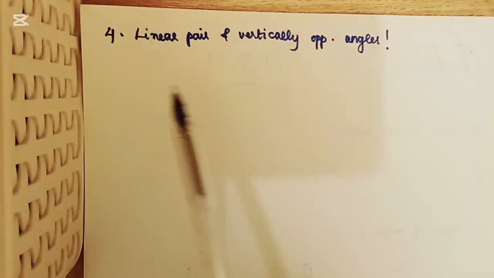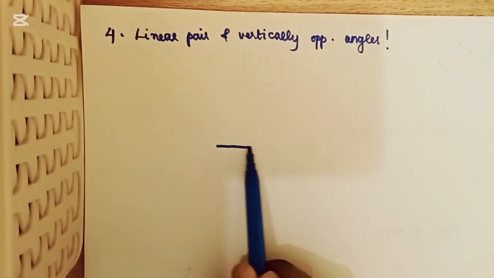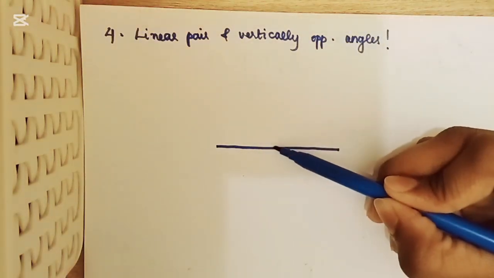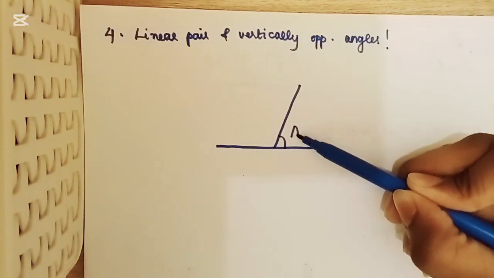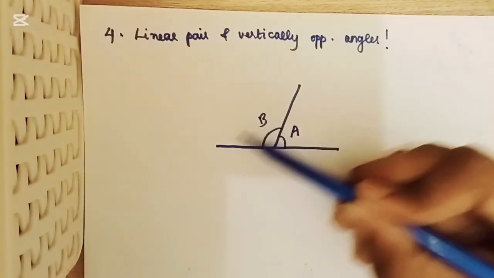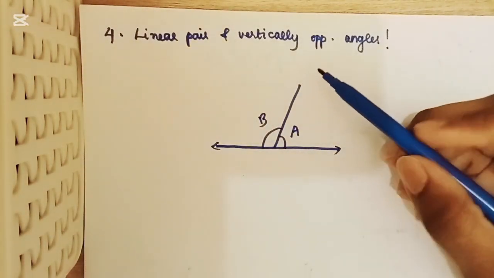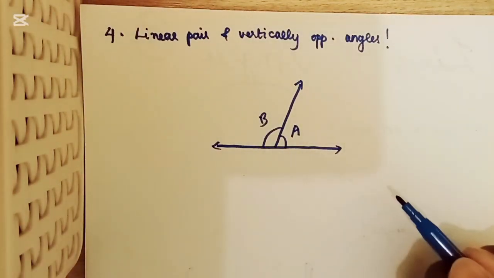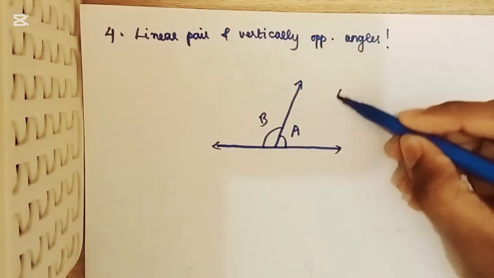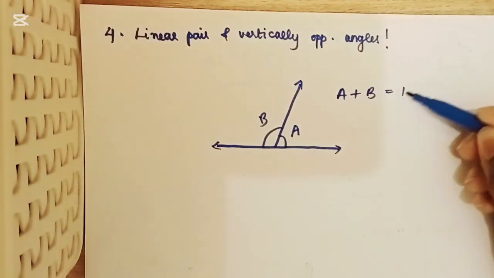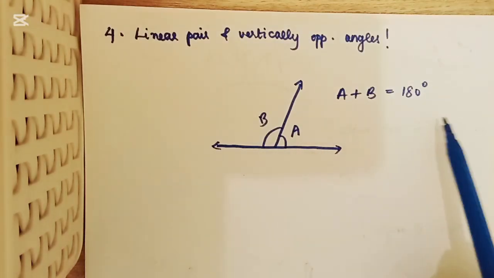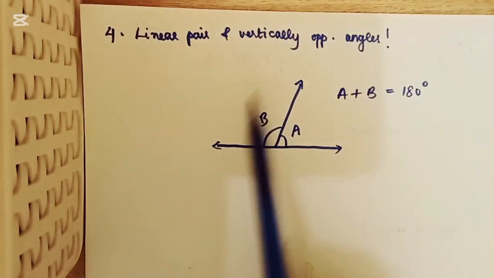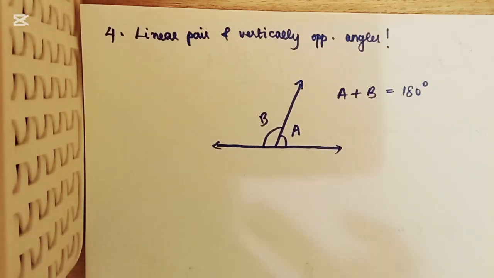The next topic is linear pair and vertically opposite angles. Firstly, let's talk about linear pairs. Suppose there is a line and there are two angles. This is angle A and this is angle B. Two angles on a straight line which form 180 degrees are called a linear pair. So A plus B is equal to 180 degrees. When A plus B is 180 degrees in a straight line, we call this a linear pair.